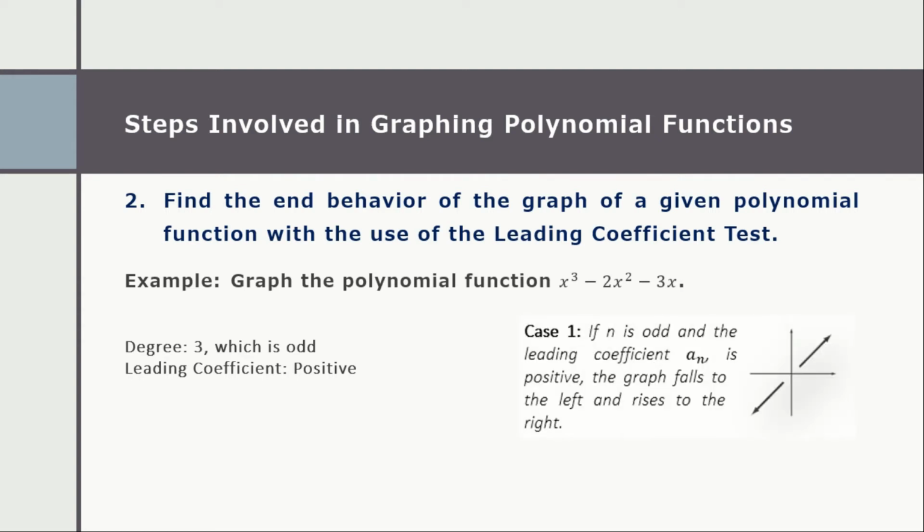Therefore, it falls under case number 1, wherein if the value of n is odd and the leading coefficient a sub n is positive, the graph falls to the left and rises to the right. Again, the graph falls to the left and rises to the right.